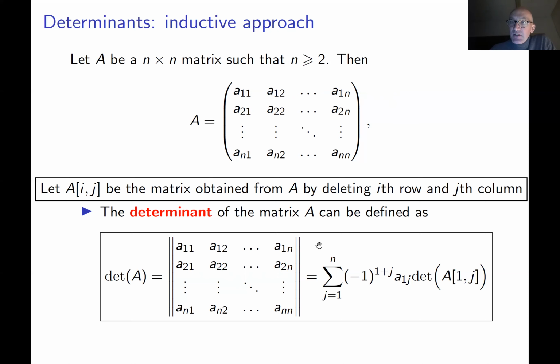Using the sigma notation for the sum, this can be expressed like this. This is usually called the expansion formula for the determinant when you expand the determinant by the first row. So you can use this formula as a definition of a determinant. If you know how to compute determinants of n-1 times n-1 matrices, you can apply this formula to define what is the determinant of an n times n matrix.